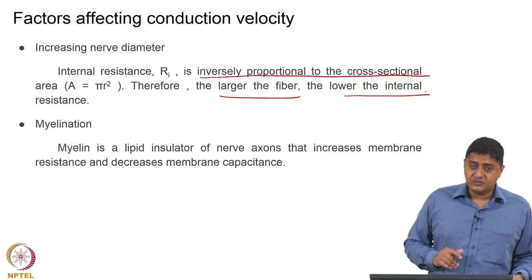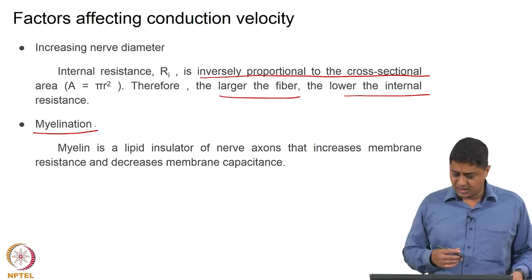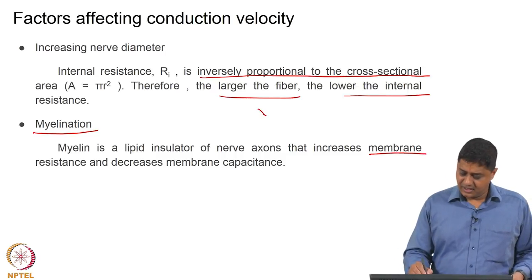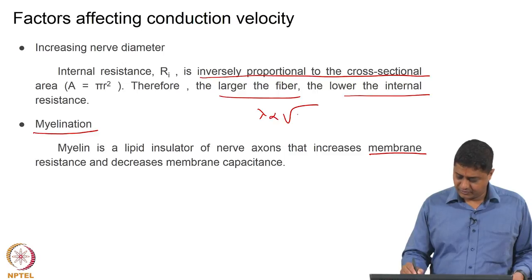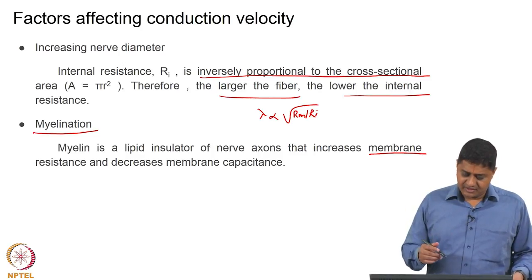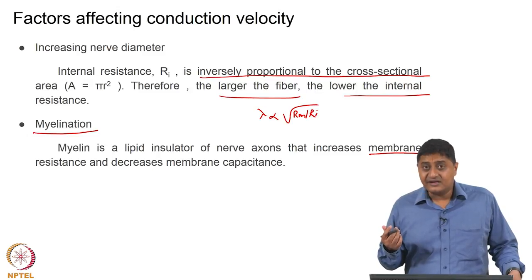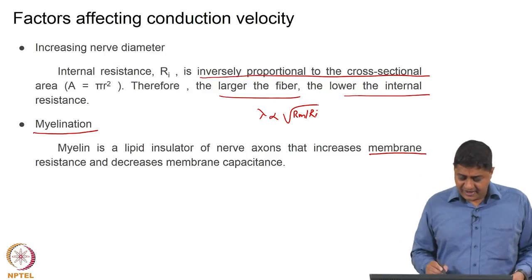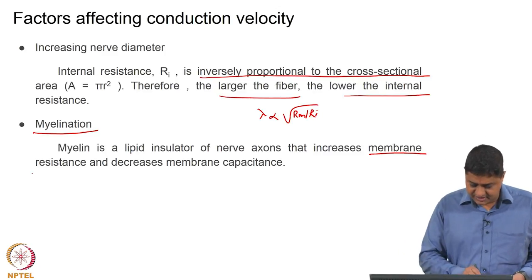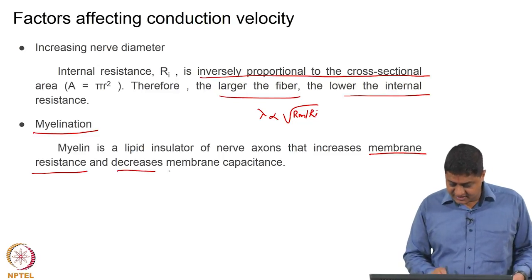The other way is to use an efficient method, which is myelination. Myelination is basically an insulator of the neuron or the neuronal axons that increases the membrane resistance. So, that means what? Lambda is proportional to Rm by Ri. The other way of increasing lambda is to increase Rm simply. That is possible by using an insulation around the neuronal axons, right. So, basically myelination increases membrane resistance and thus increases lambda. But what myelination also does is that it decreases membrane capacitance.